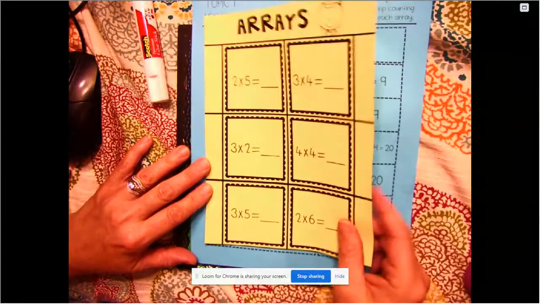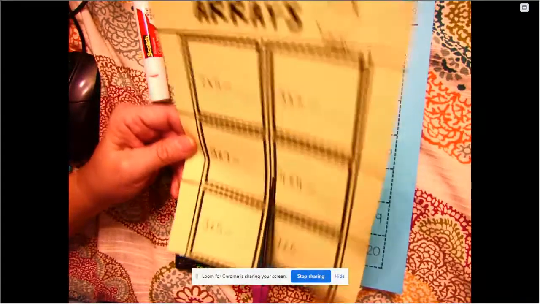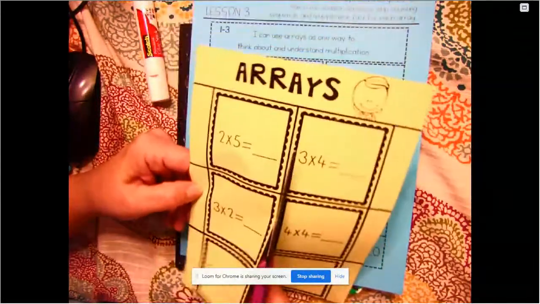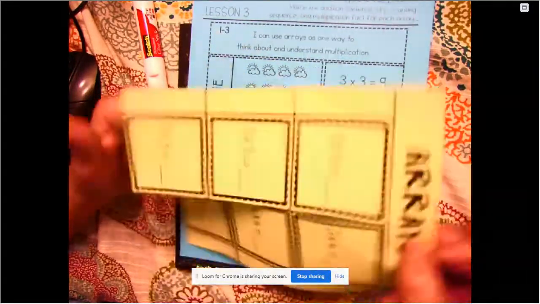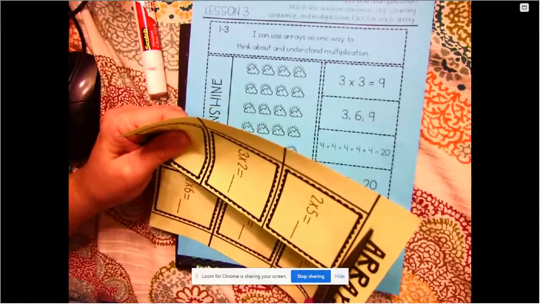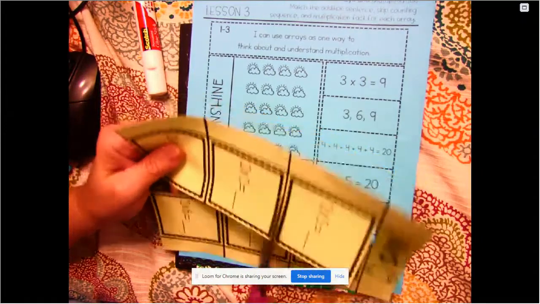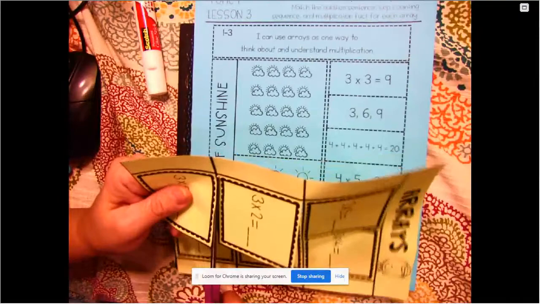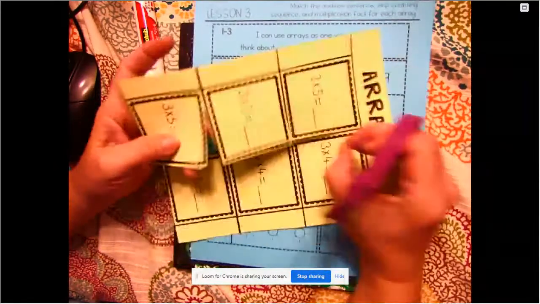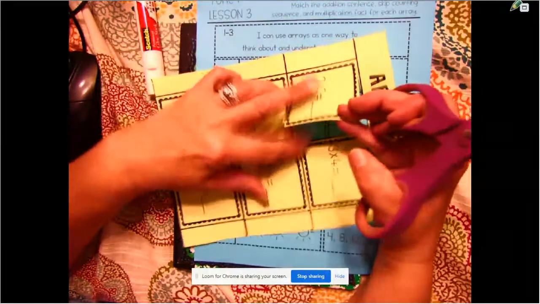Okay, so just like we've been making those little windows, we're going to do those again. We're going to cut right up the middle. And stop at that line right there. Then turn it to the side. And you're just going to cut right to that line right there. You're not going to go any further. See, so they're all still connected, but I can open them. I can open each one.